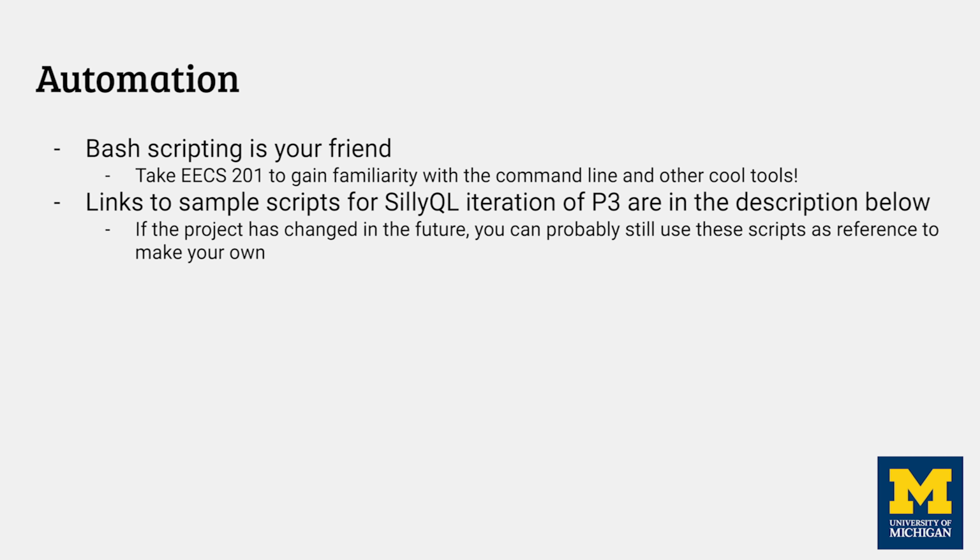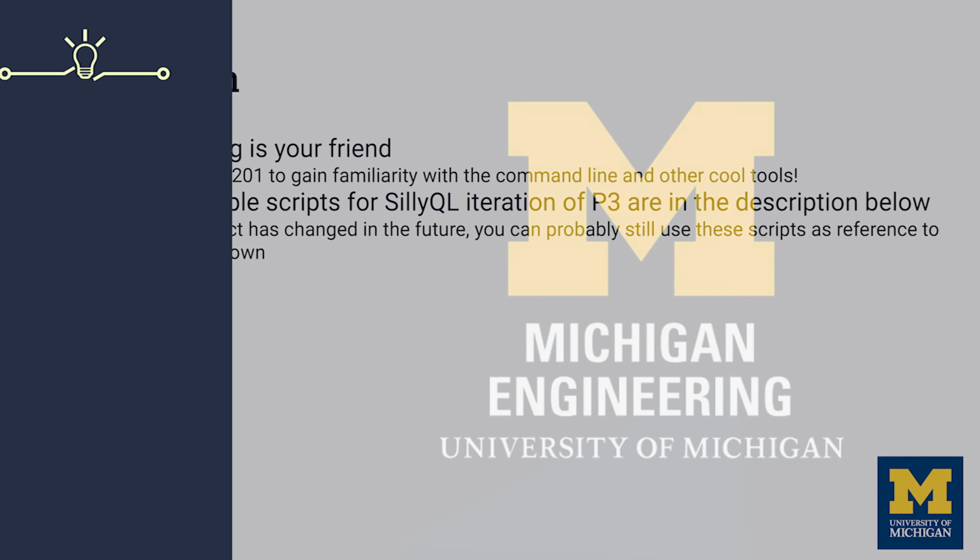So running some of those commands over and over again can get really tedious, and this is where bash scripting comes in handy. If you have the chance, you should take EECS 201 to gain familiarity with the command line and other cool tools like LCOV and Gcov. In the description below, I provided my sample scripts for the silly QL iteration of Project 3, and if the projects change in the future, you can always adapt this script and use it to serve as a reference to make your own.